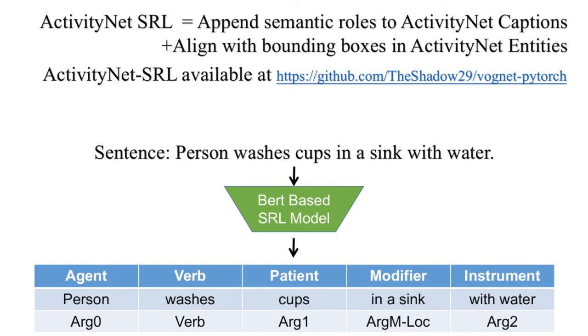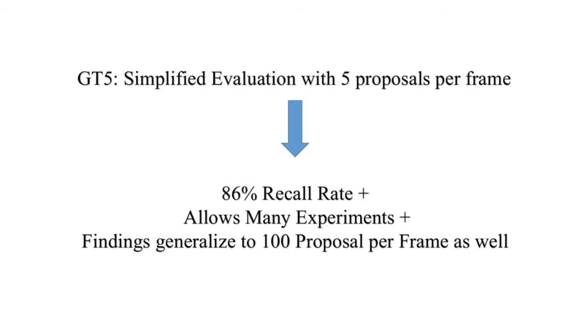For evaluations, we contribute ActivityNet SRL, where we append semantic roles to ActivityNet captions and align the phrases with the bounding boxes from ActivityNet entities. The dataset is available on GitHub. For results, we consider a simplified case GT5 where we sample only 5 boxes per frame with a preference for the ground truth boxes. This achieves a recall score of 86% and allows for rapid prototyping and experimentation.